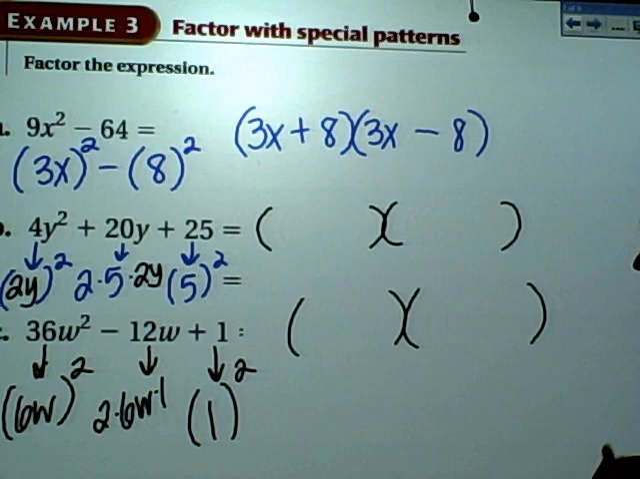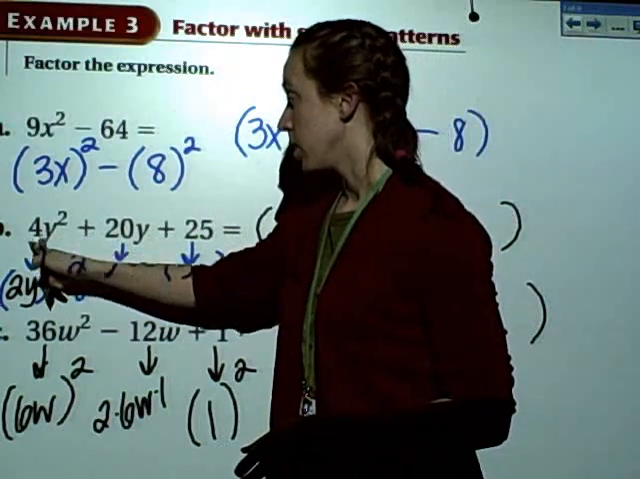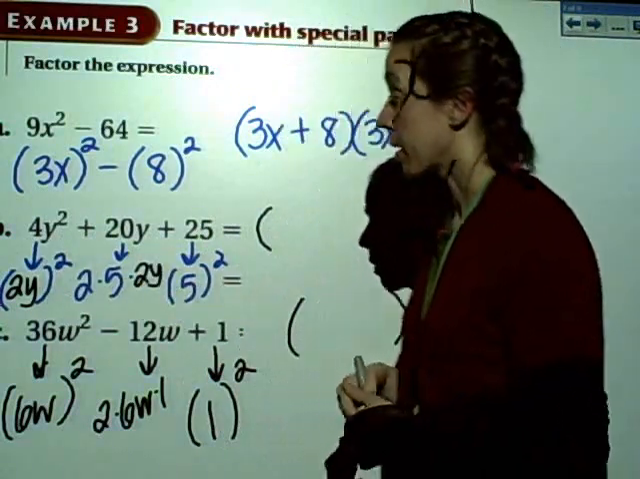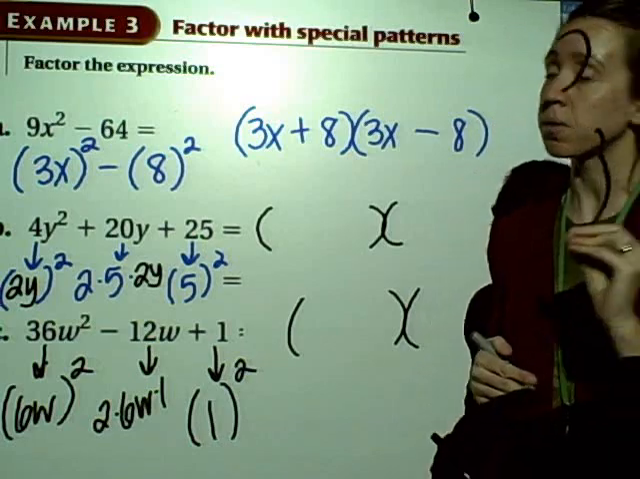Okay, so now let's take a look at B and C. Okay, we said B and C fit our perfect square pattern. So when that happens, I am squaring something to get me to 4y squared. And what I'm squaring there is 2y. I have to be very careful.